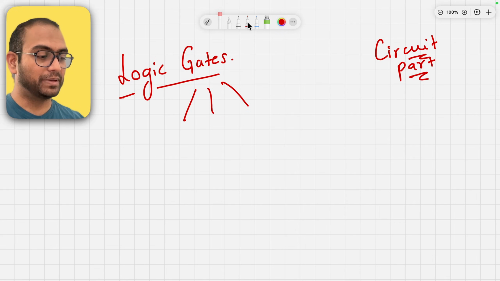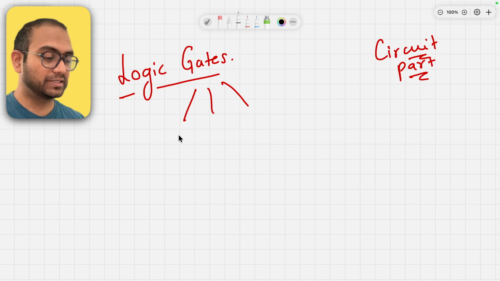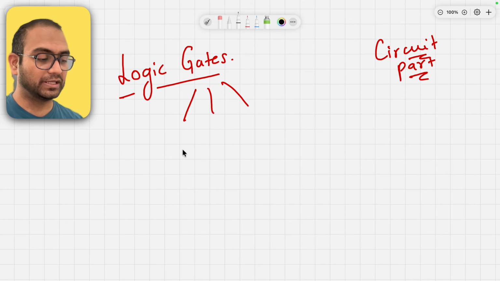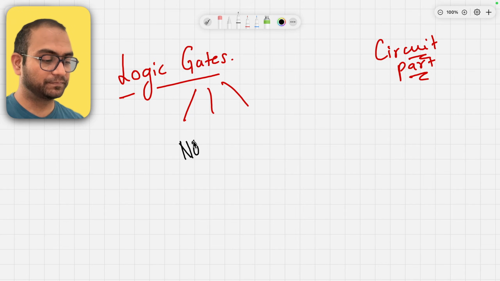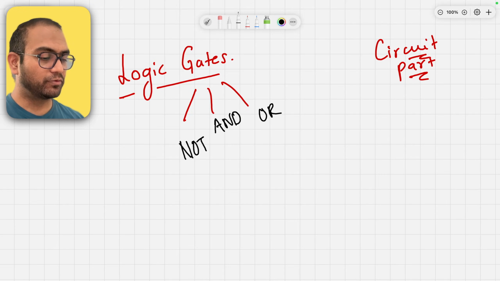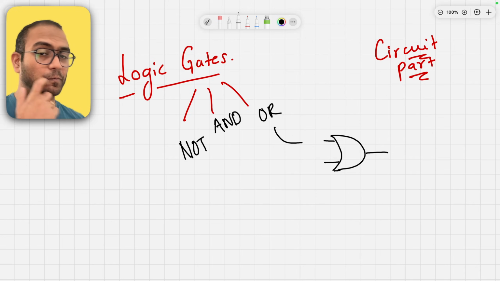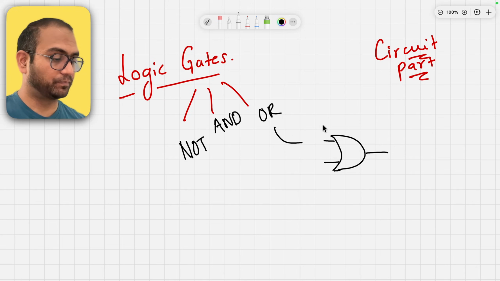The basic circuits are called gates. The basic gates that we need are the NOT gate, the AND gate and the OR gate, and we'll talk about these. For example, the OR gate is represented like so: two inputs, one output. Let's call this A0, this B0, and this D0.